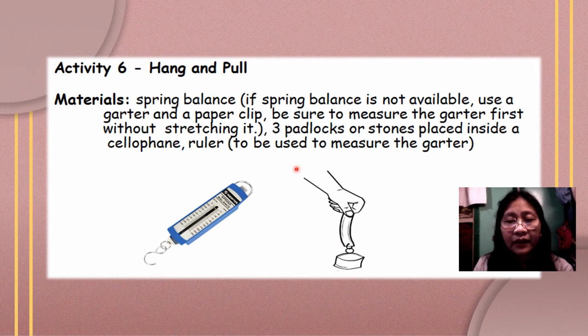Look at this one. Be sure to measure the garter first without stretching it. So before you start, measure the garter first. Another material needed is 3 padlocks or stones placed inside a cellophane. If you don't have padlocks, you can use stones, but place them inside a cellophane. And then a ruler to be used to measure the garter.